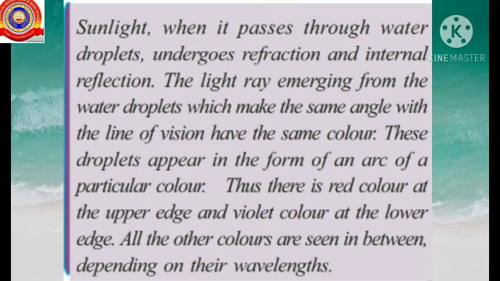The light rays emerging from the water droplets, which make the same angle with the line of vision, have the same color. These droplets appear in the form of an arc of a particular color. Thus, there is red color at the upper edge and violet color at the lower edge. All the other colors are seen in between depending on their wavelengths.